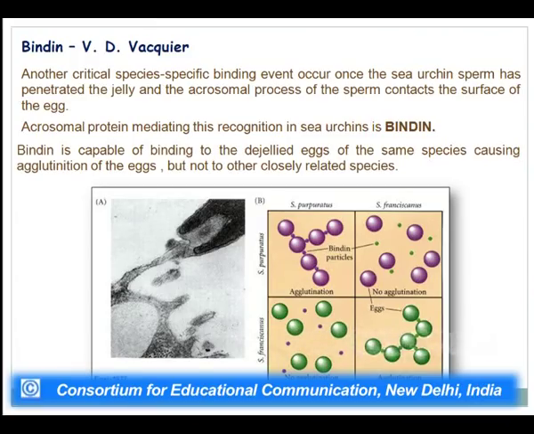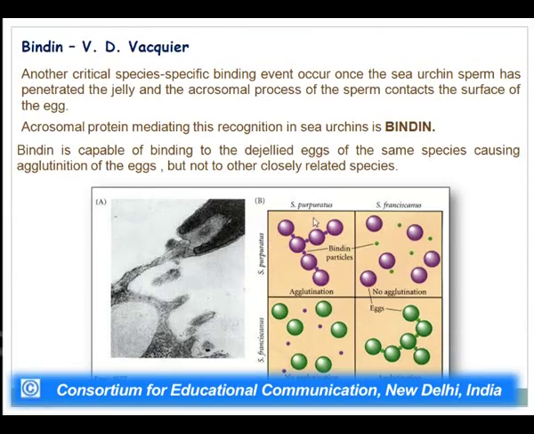Then another critical species-specific binding event occurs once the sea urchin sperm has penetrated the jelly and the acrosomal process of the sperm contacts the surface of the egg. The acrosomal protein mediating this recognition in sea urchin is called bindin. Bindin is capable of binding to the dejellied eggs of the same species, causing agglutination of the eggs, but not to other closely related species, as shown in this experiment by Glabe and Vacquier.